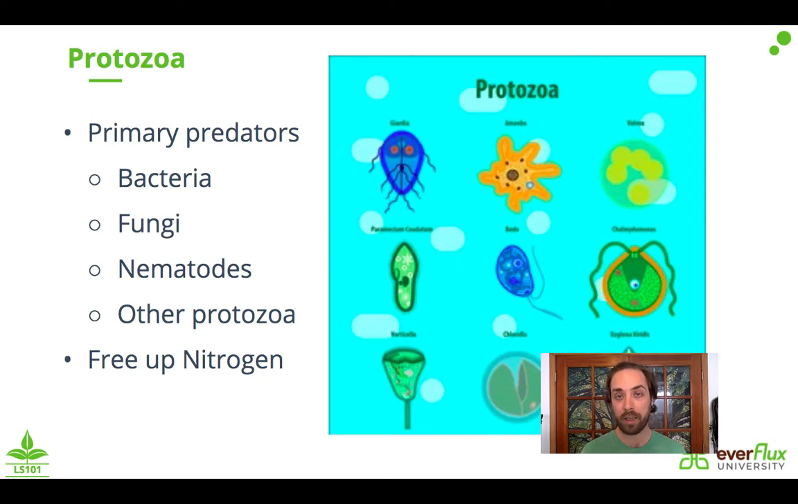So a big thing that the protozoa do in this process of eating all these other organisms is they free up nitrogen. Again, bacteria may have a lot of nitrogen literally fixed up in their bodies, and sometimes the plants can extract that, and sometimes they can't. Sometimes they need a protozoa to eat the bacteria first in order to get that nitrogen available to the plant.